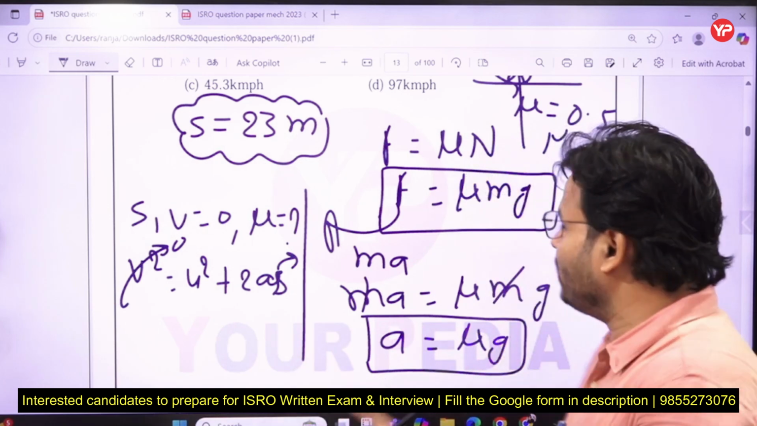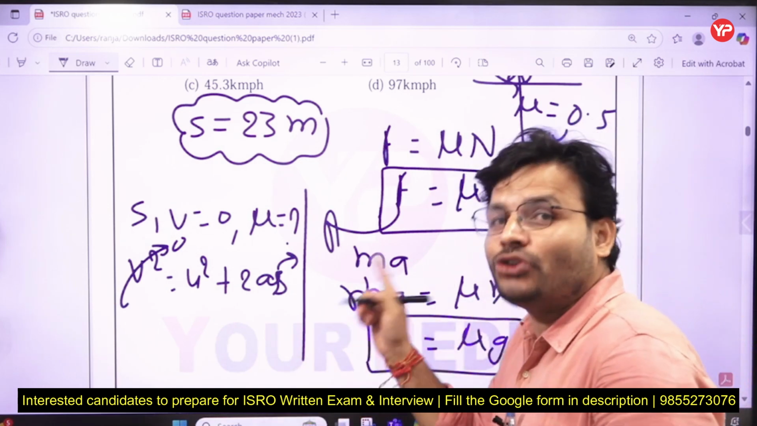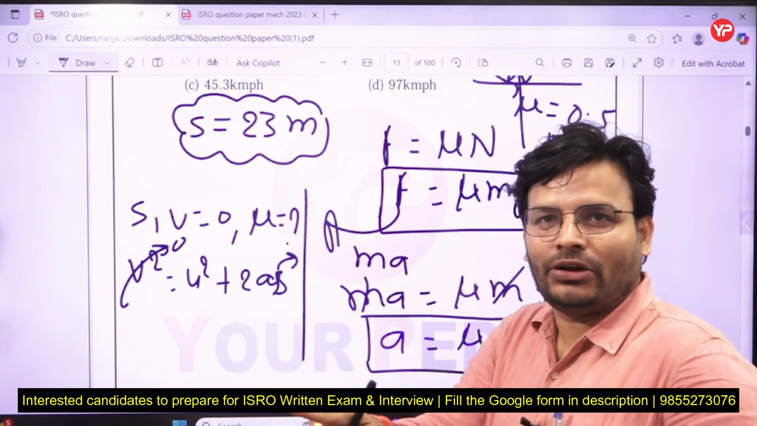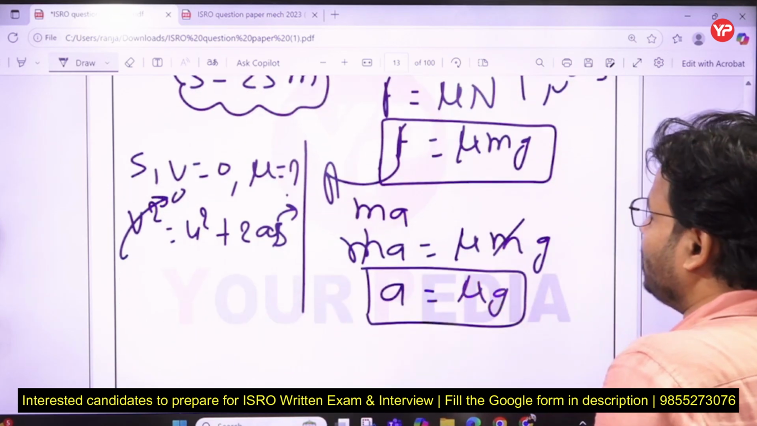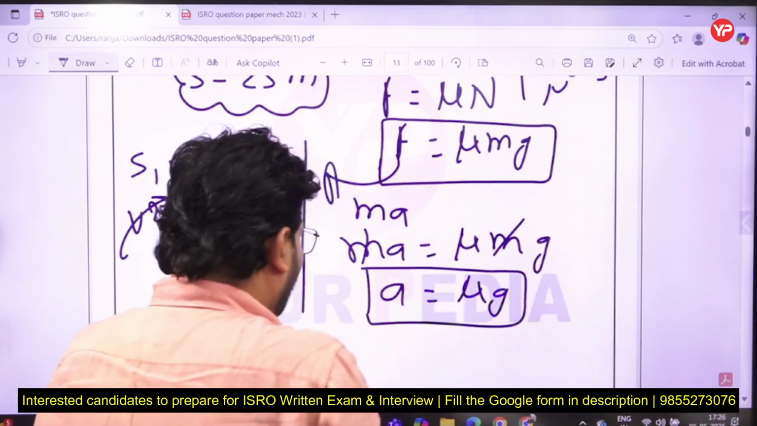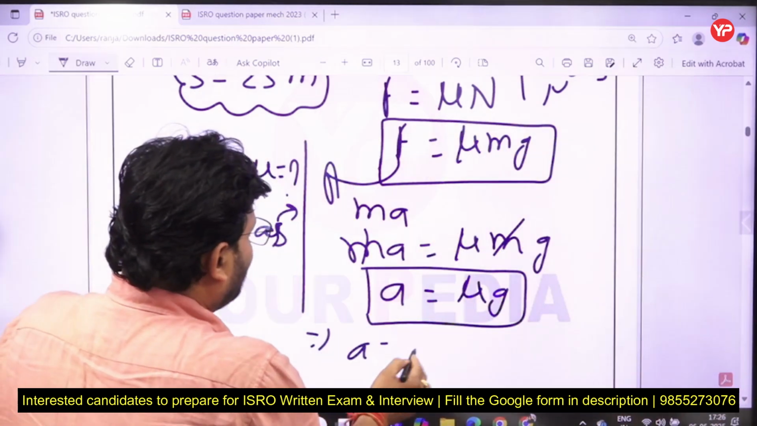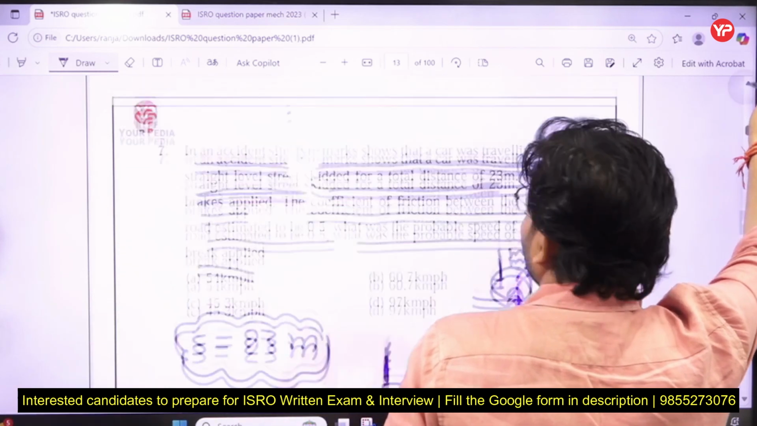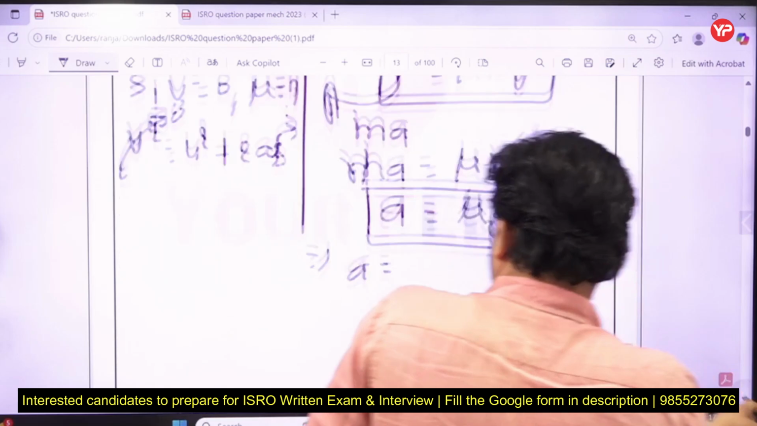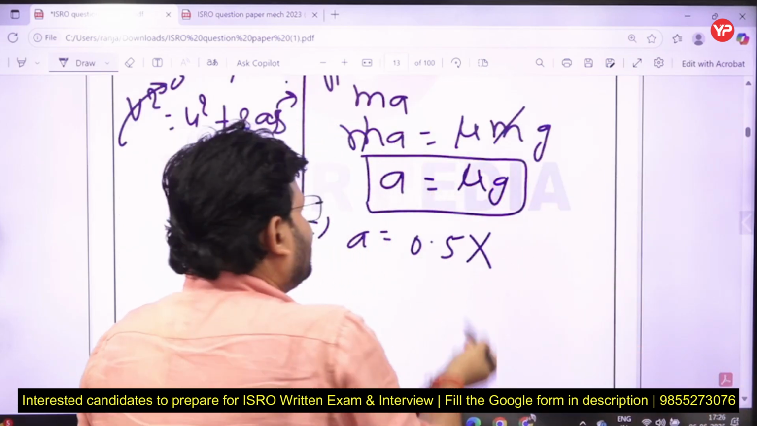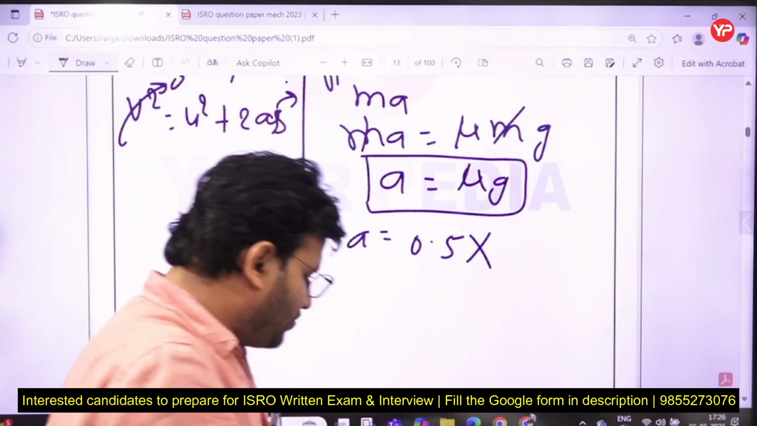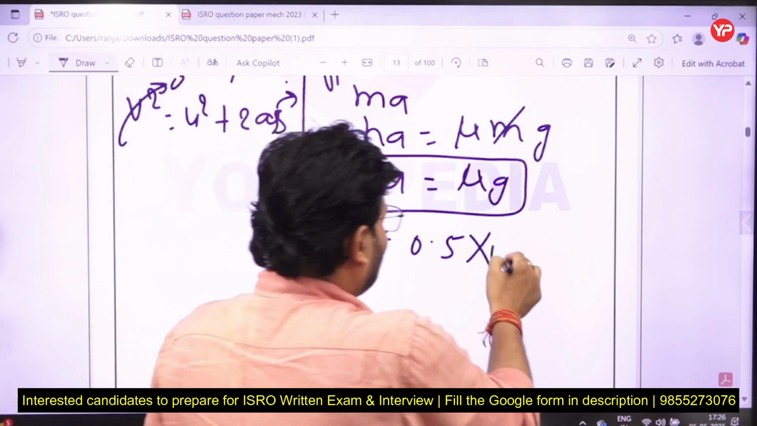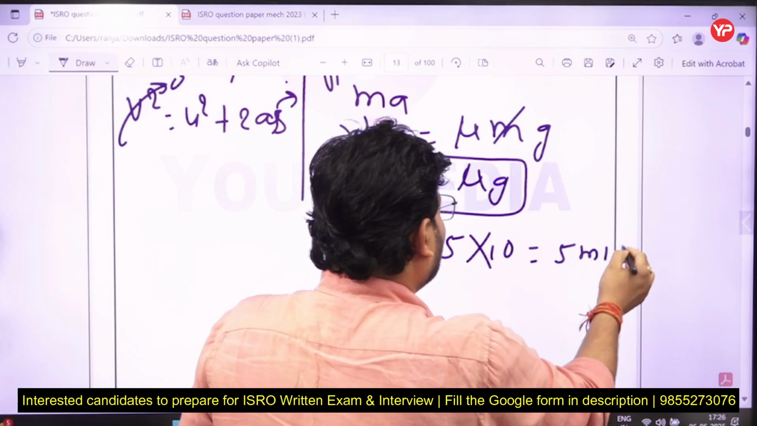And how can I calculate A? F is equal to mu mg, and that force is the only force applicable here to retard the motion. So F equals ma, from Newton's second law. Just put the value: mu is 0.5. In your exam a calculator is not there, so you can use g as 10. So it is coming out to be 5 meter per second square.